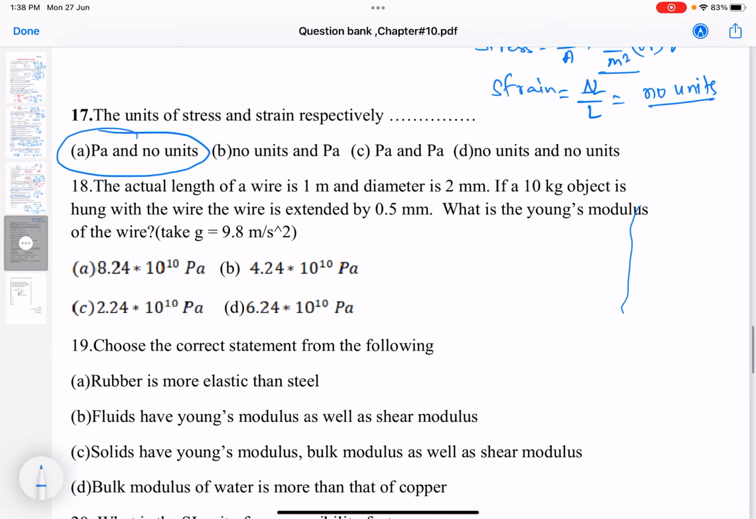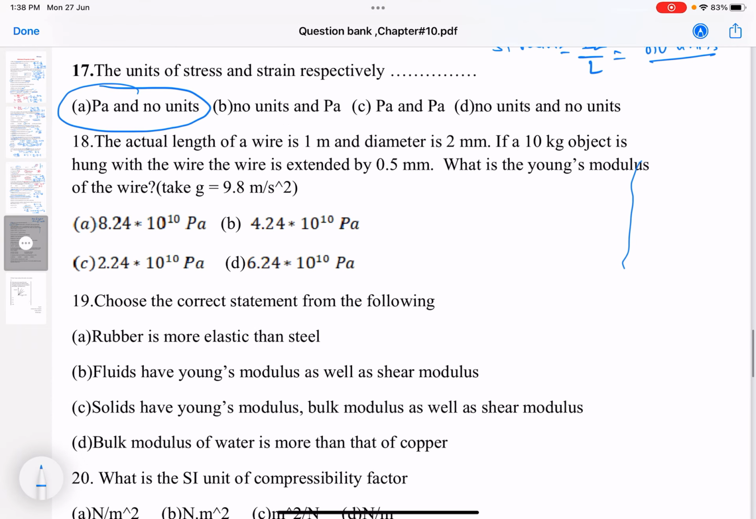Right. Next, 18th question. The actual length of a wire is 1 meter, diameter is 2 millimeters. If a 10 kg object is hung with the wire and it is extended by 0.5 millimeter, what is the Young's modulus? He has given actual length L equal to 1 meter and diameter equal to 2 millimeters, that is radius equal to 1 millimeter. So find out the area by using the formula pi r square.